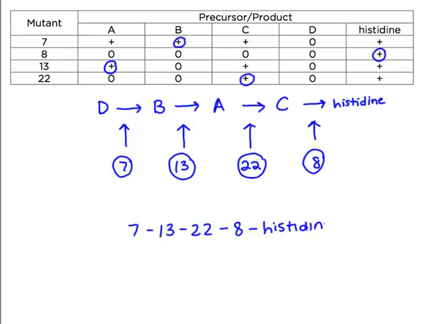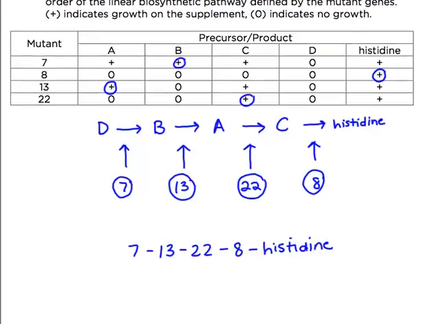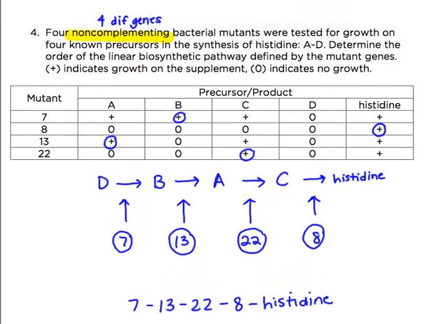Okay, so it's really important that you know how to read these complementation data and this growth on precursor product charts, because I think a lot of teachers are going to use this to make you determine pathways for biosynthetic. Okay, so that's how you answer this question.